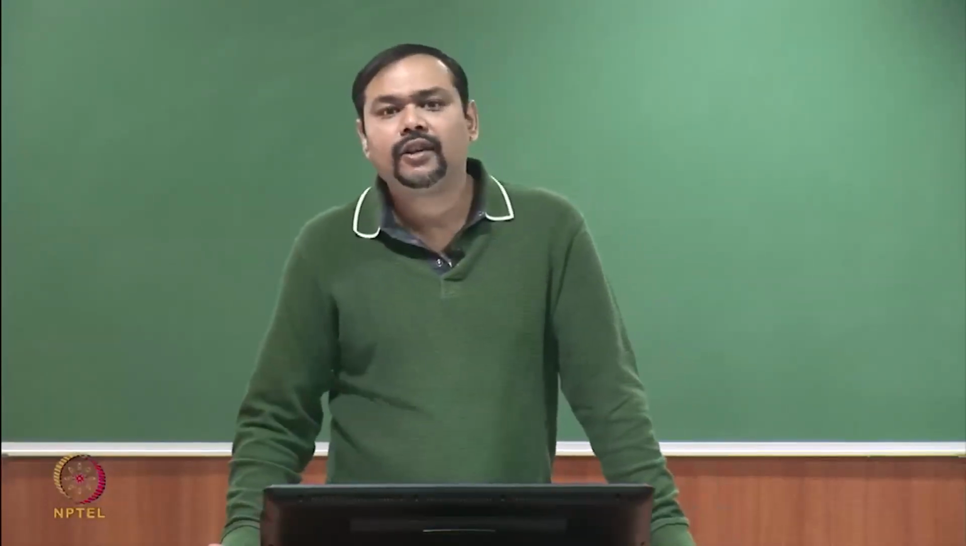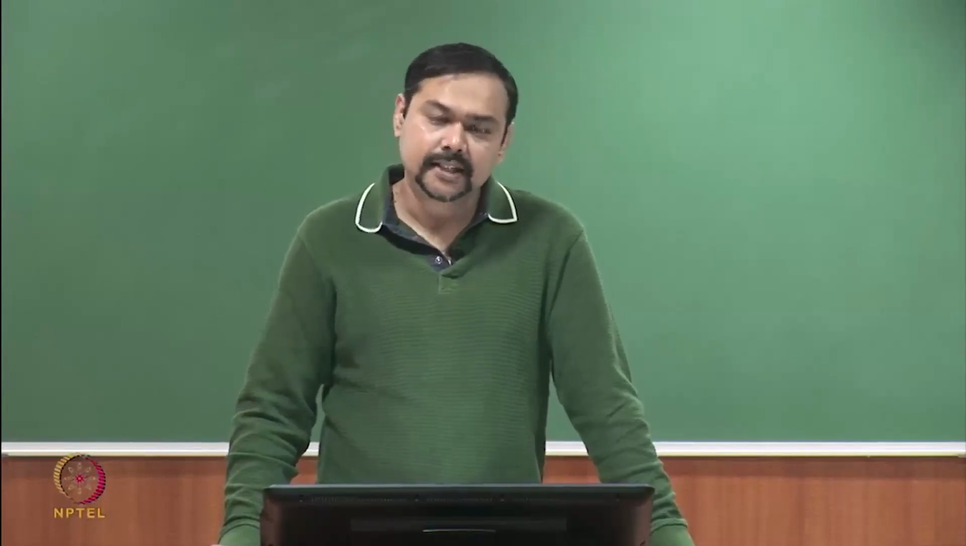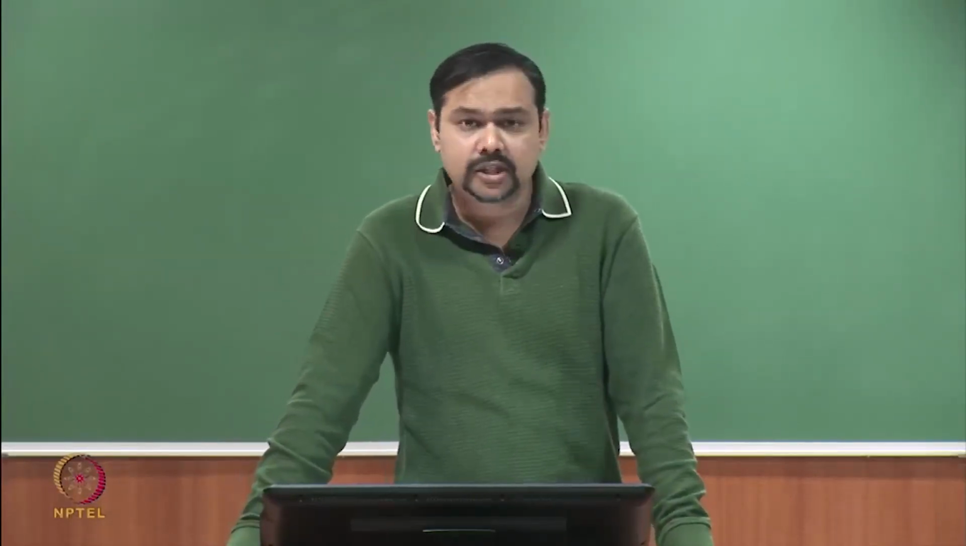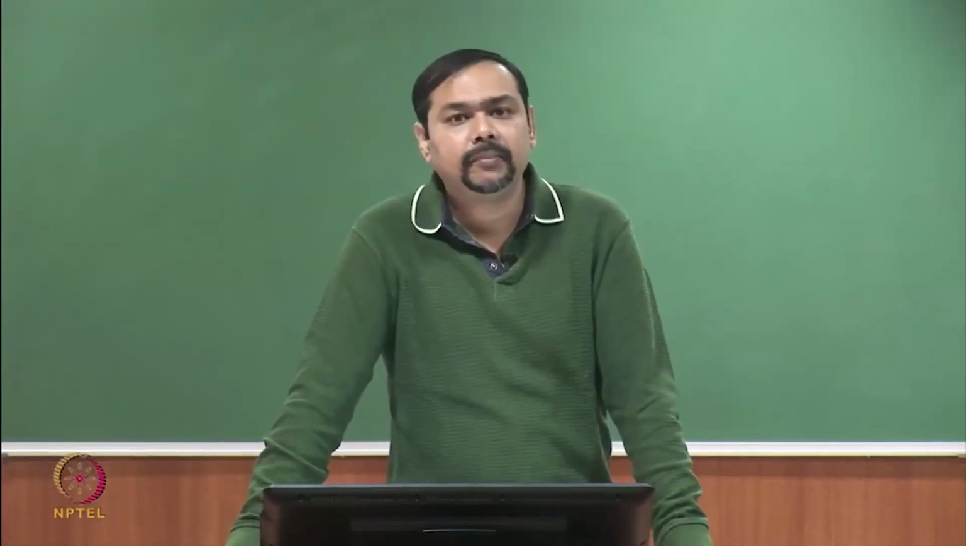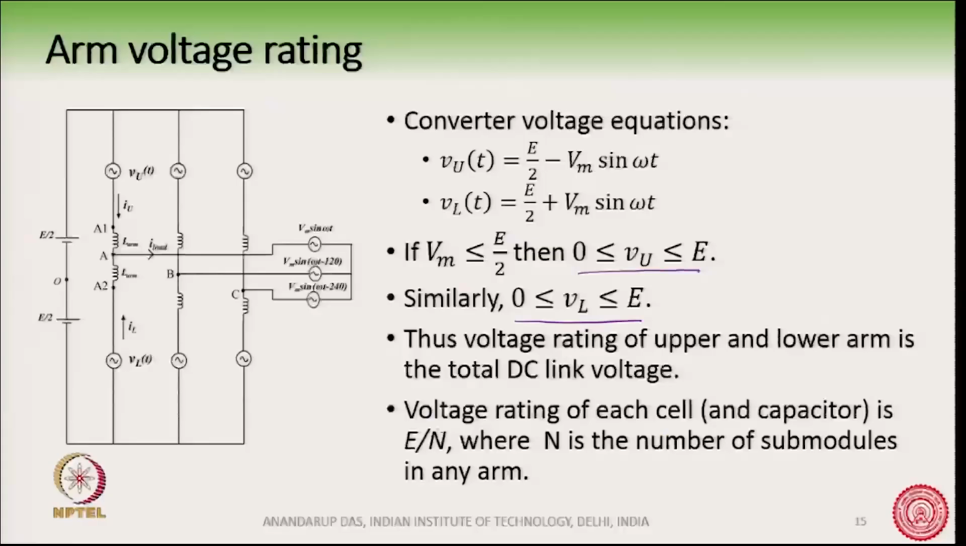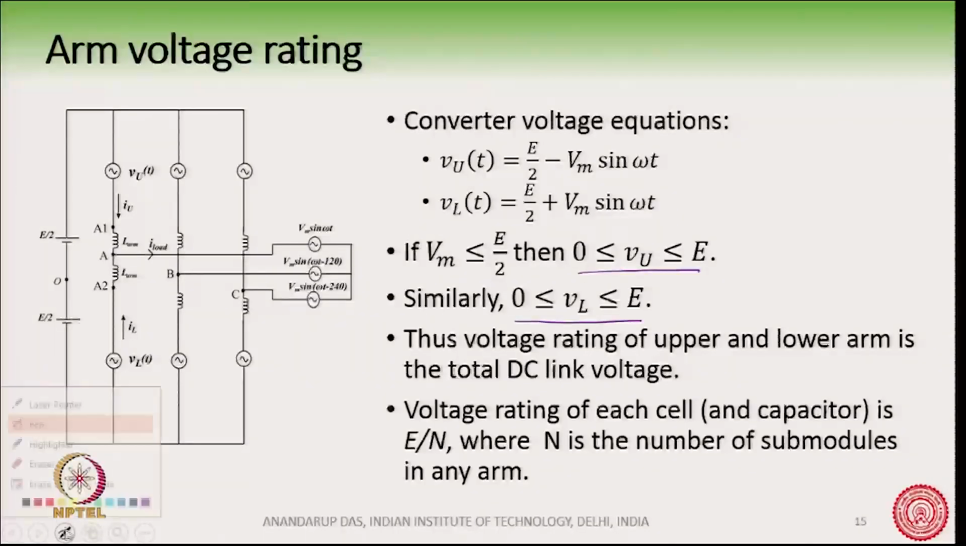So, the voltage rating of each cell, the voltage rating of the capacitor in each cell, as well as the voltage rating of the switch in each cell, all of them must be equal to E by N. That is what is shown here. This E by N here.